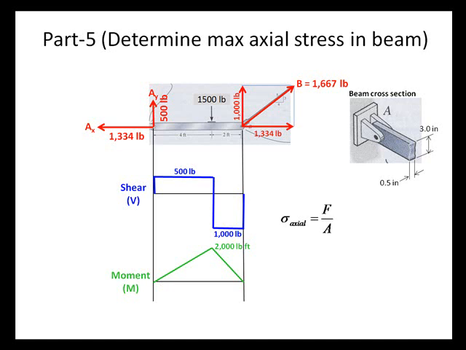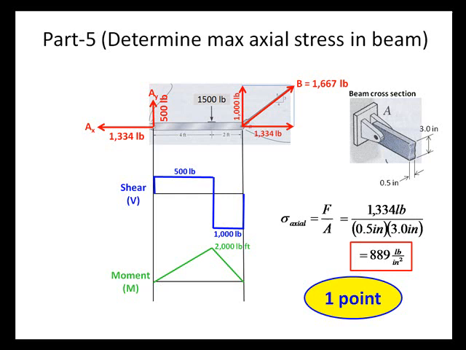Okay, the maximum axial stress is simply force divided by the area, the axial force divided by the area. In this case, the axial force in the beam is the 1,334 pounds, and the area of the beam is a 1/2 by 3 inch rectangle, resulting in 889 pounds per square inch of stress. Give yourself a point if you got that right.